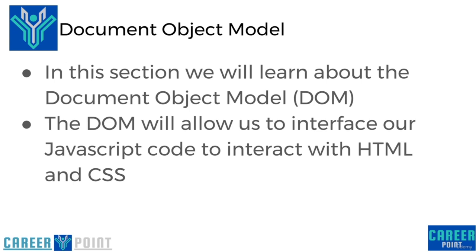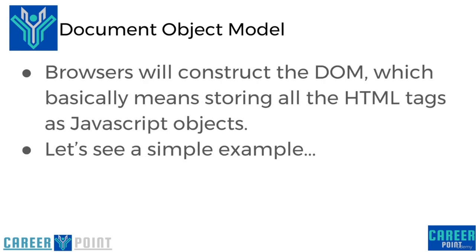That's HTML for the website content, CSS for the styling of that content, and then JavaScript, which can interact with the website, HTML, and CSS, and actually manipulate what you see on the page. What we actually don't know how to do yet is how to really connect that JavaScript with HTML and CSS. How can we use JavaScript to directly interact with the HTML and CSS and change what the user is actually seeing? Well, browsers will construct the document object model, which basically means storing all the HTML tags as JavaScript objects.